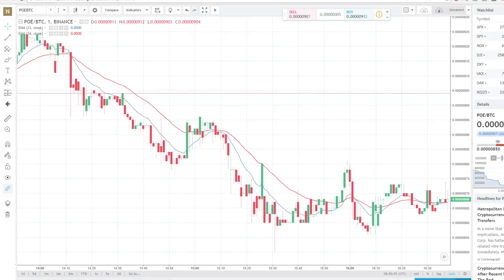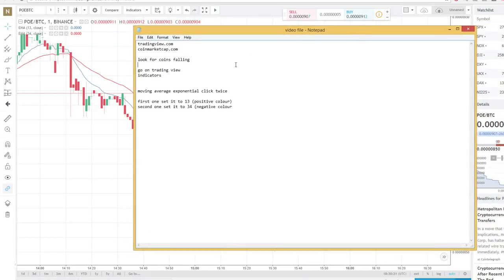Let me show this. To take a screenshot of this, I made a summary if you want to look at it. So these are the two websites for looking for coins that are dropping, obviously, because you want to buy now, right? TradingView's indicator, choose this one up here: exponential moving average twice, 13 and 34. 13 is the positive color, the blue, and 34 is the negative. And that's how you make money short term.